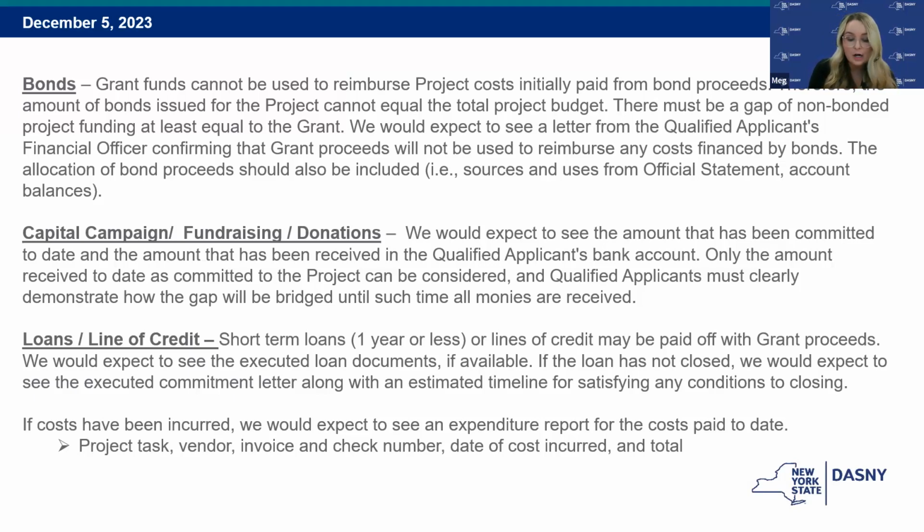If costs have been incurred to date, we would expect to see an expenditure report for the costs that have been paid. This report must include the task, vendor, invoice number, check number, date of costs incurred, and total. Please remember, though, that the project cannot have started nor the costs incurred prior to April 1st, 2023. The only costs that could have been incurred prior to April 1st, 2023 are design, engineering, and other preliminary planning activities, but these costs will not be reimbursed by the NICIP grant funds.